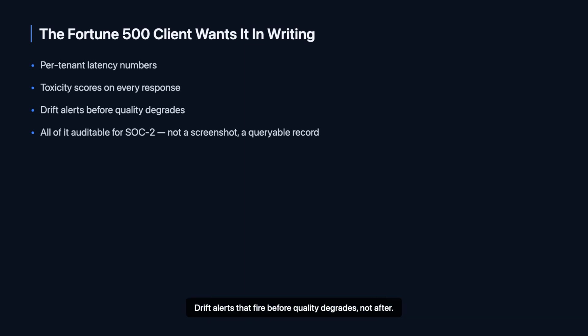Drift alerts that fire before quality degrades, not after, and all of it has to be auditable, meaning not a screenshot in a slide deck, but a queryable record an auditor can run SQL against. Datadino's deployment from episode 12 does none of these things today. So the question becomes, where do those numbers actually live?